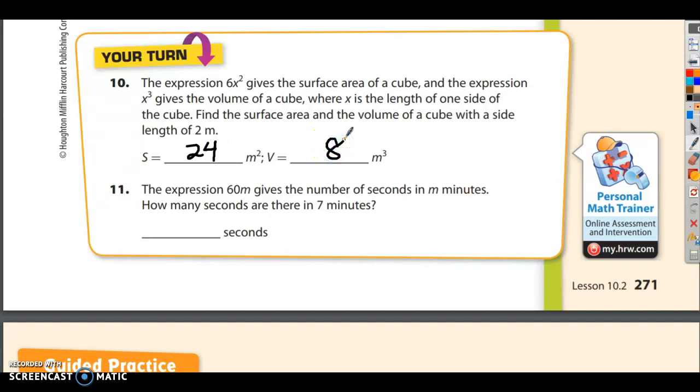Number 11 reads, the expression 60m gives the number of seconds in m minutes. How many seconds are there in 7 minutes? Well, what kind of math problem is this? 60 right next to m means 60 times m. I'm going to take m out and replace it with 7. So 60 right next to 7, that's not 607, it's 60 times 7. 60 times 7 is like 6 times 7, which is 42. Annex that 0, it's 420. The answer is 420. All right, nice job. You are done with page 271.